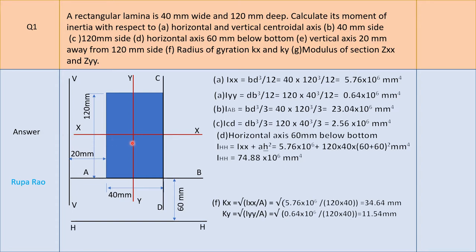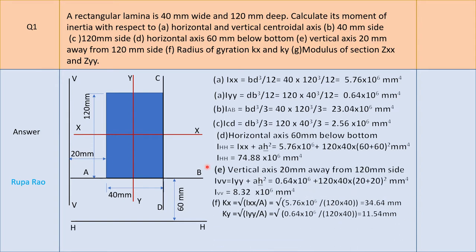Now we will use the parallel axis theorem to calculate the moment of inertia about this axis VV. How we do it, let us see here. For the vertical axis 20 mm away from the 120 mm side, IVV is equal to IYY plus AH square. IYY is 0.64 into 10 raised to 6, plus the area of the rectangle 120 into 40 into, now what is the H? Here H is the distance between the axis VV and YY.